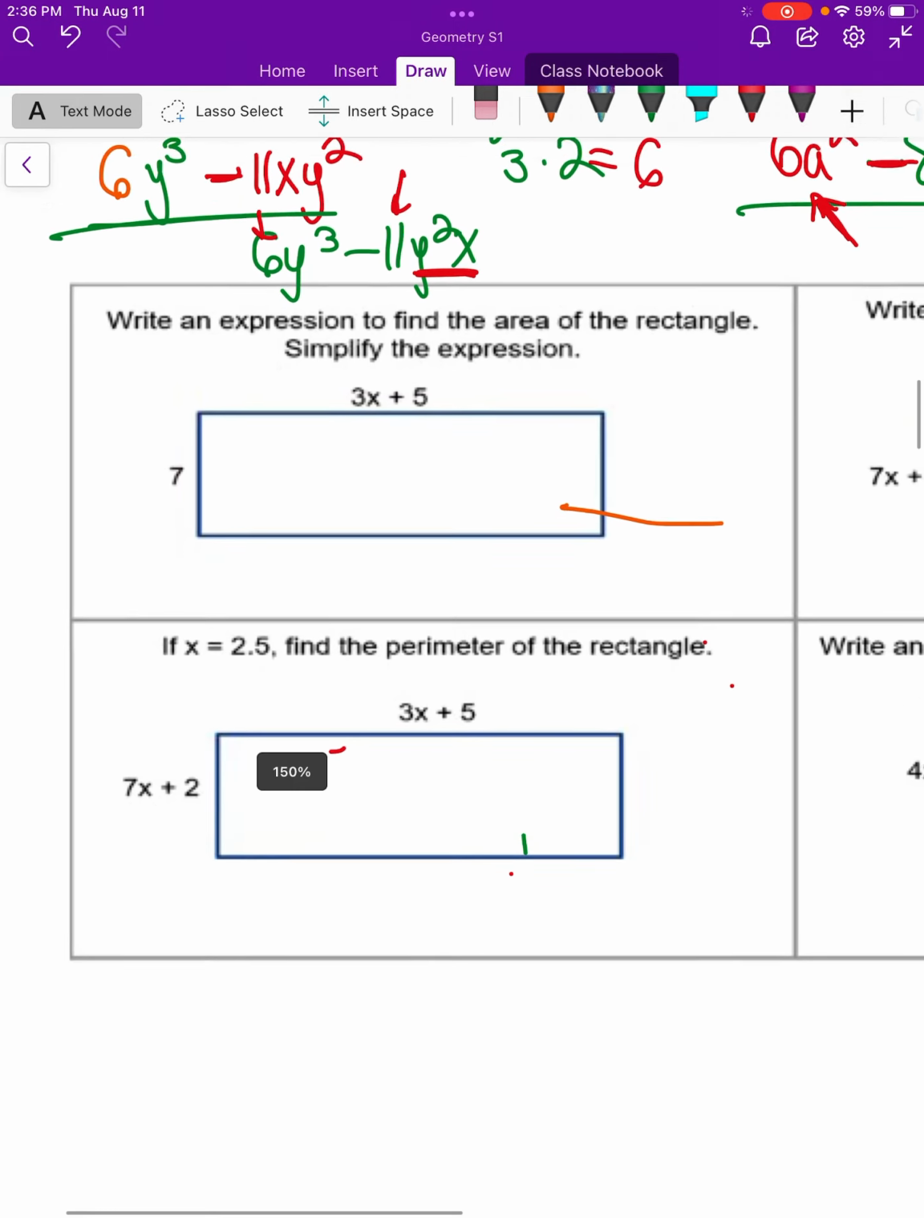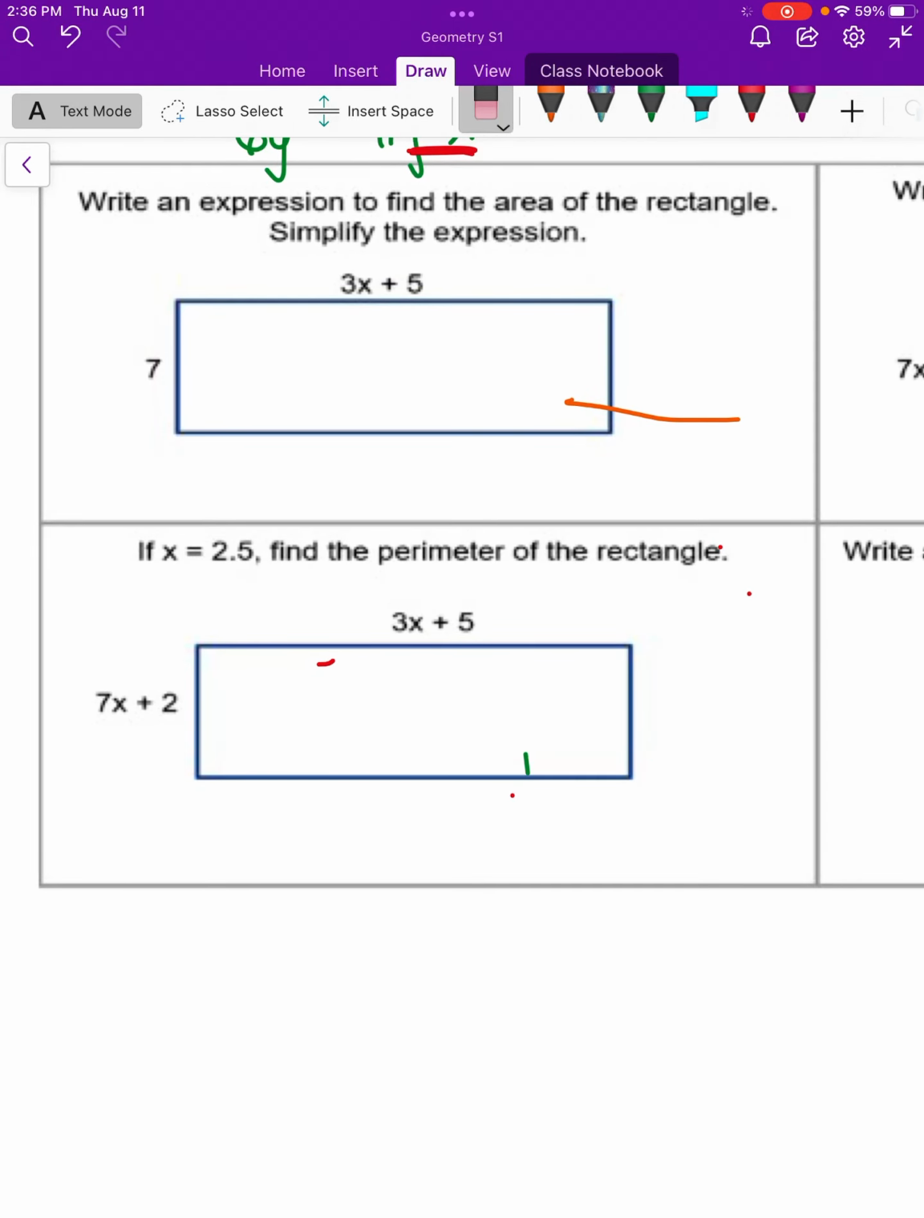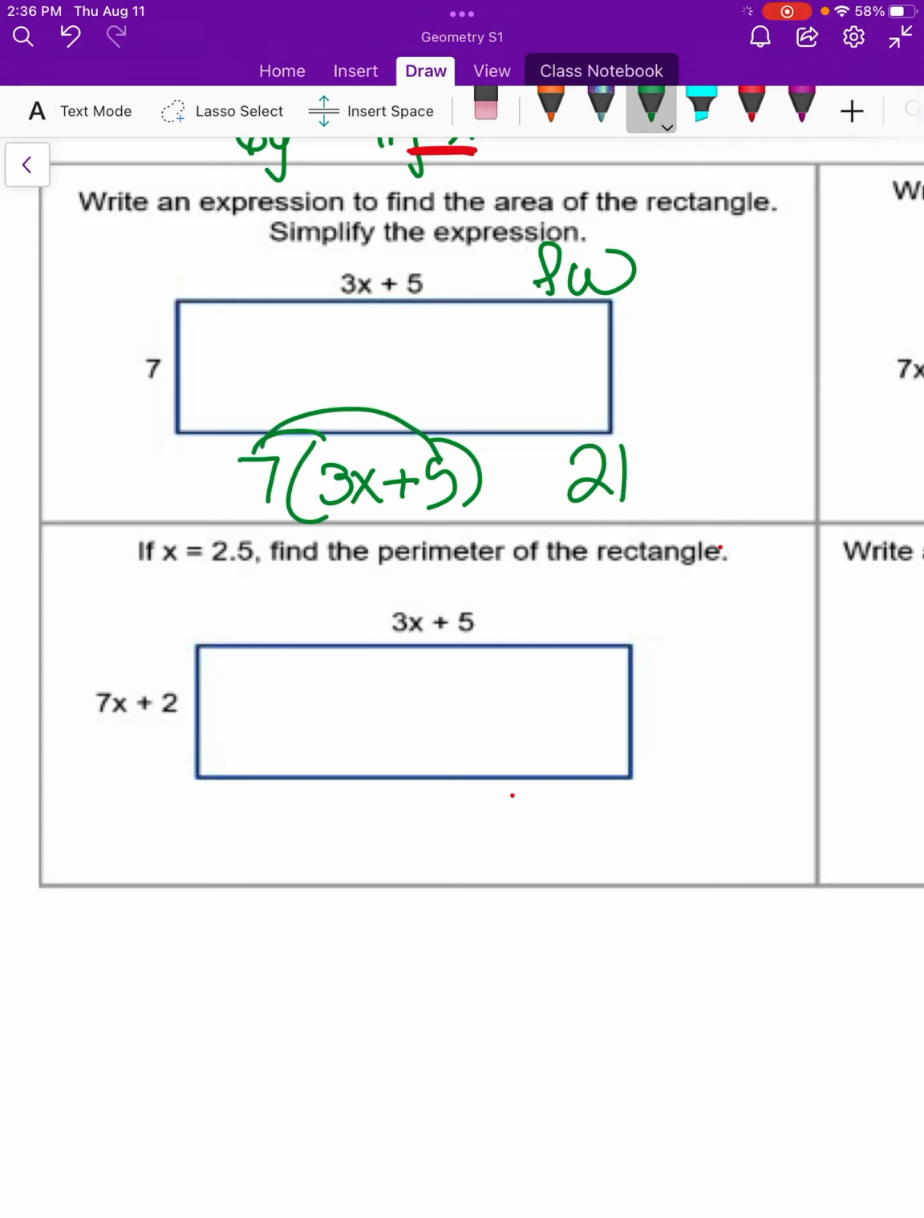All right? Okay, let's see if we have a refresher on middle school math when it comes to area. Area means length times width, so all we're gonna do is multiply these two together. Okay? So I'm gonna distribute, and that's 21x plus 35.